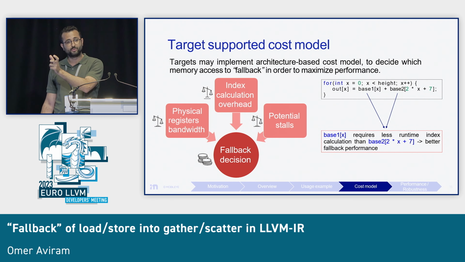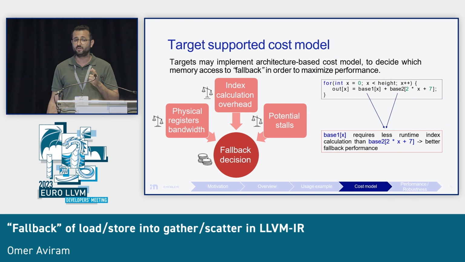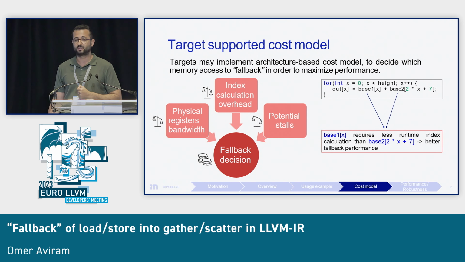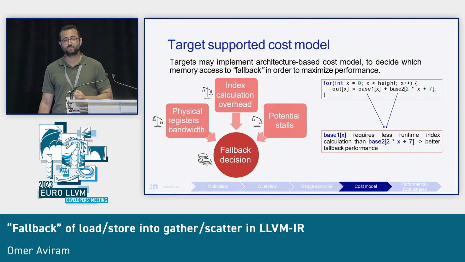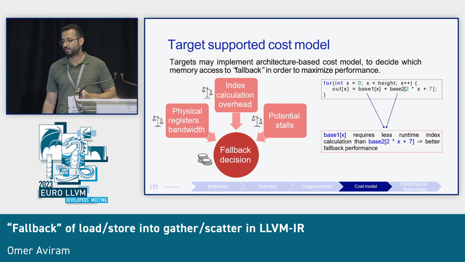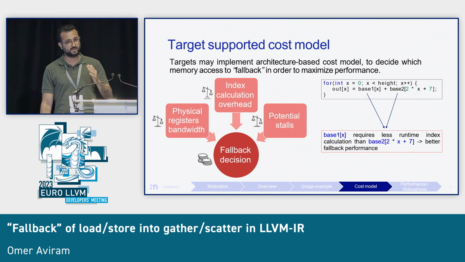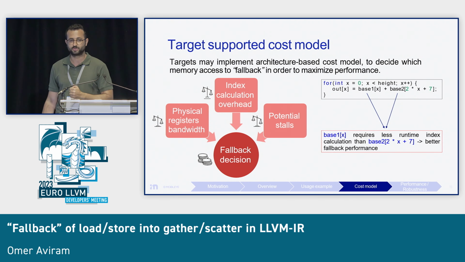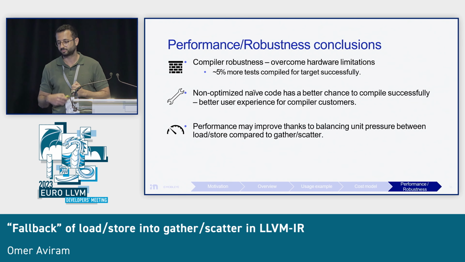While if we load base 2 based on a compiler analysis with the load unit, we wouldn't have to do this calculation in runtime. So this is why we would prefer to load base 2 based on a pre-configuration in the compiler and gather base 1. This will maximize our performance, and we got this result through the cost model.